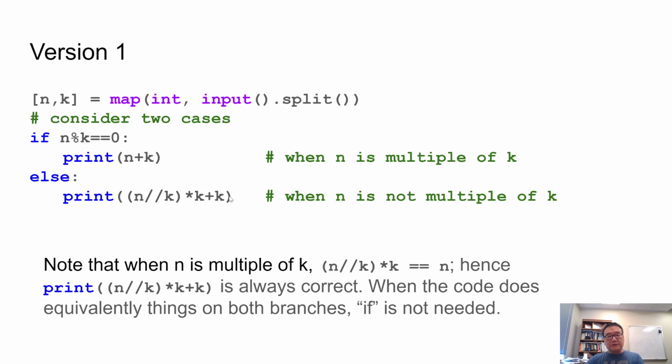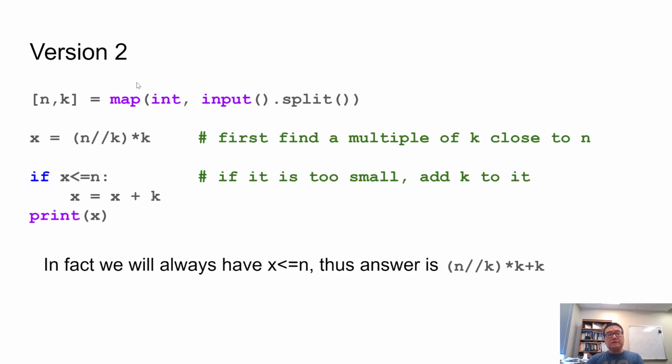If you write code like this, then you may observe that, in fact, when n is a multiple of k, if you do this, n divided by k times k, you get back n. So in some sense, I could replace this branch with n divided by k times k plus k, because when n is a multiple of k, this n equals this. Now, if I'm doing exactly the same thing under the if branch and else branch, then that means I don't really need the if condition. So then a single statement in the body after I read in input, just print this, is always correct.